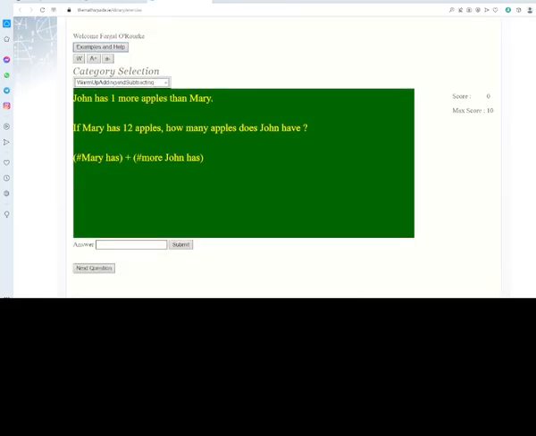So the first question, John has 1 more apples. So what are we doing? We're adding those two numbers together. Okay, so I answered the question, I got my score. Let's add these two numbers together. 15 and 1 is 16. Then 13, 12 and 14 is 26. And there you go, you've finished that exercise, and we're on to the next one.